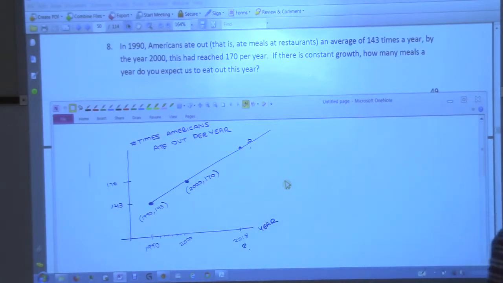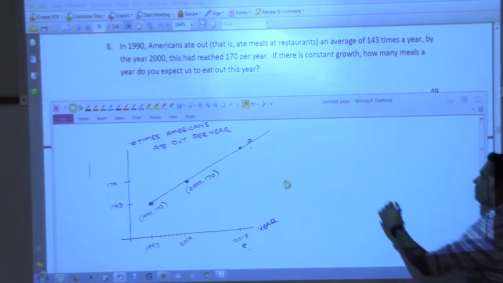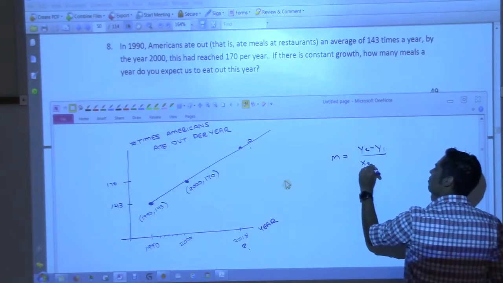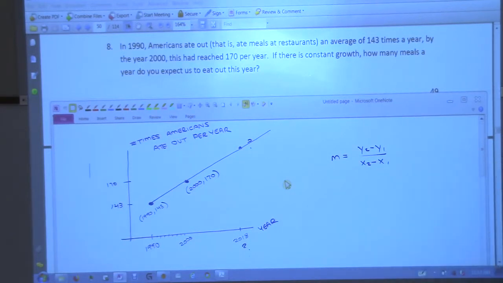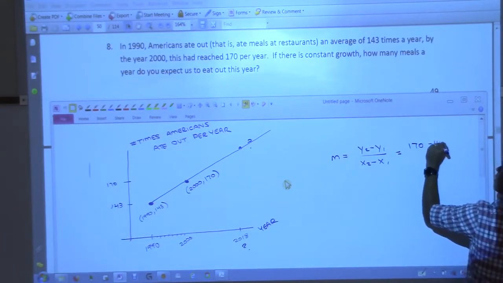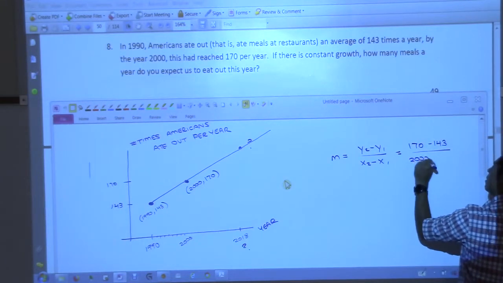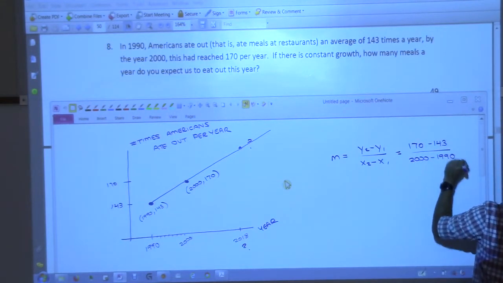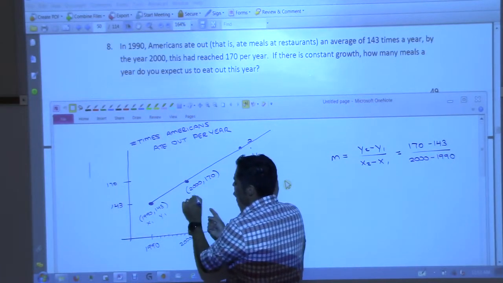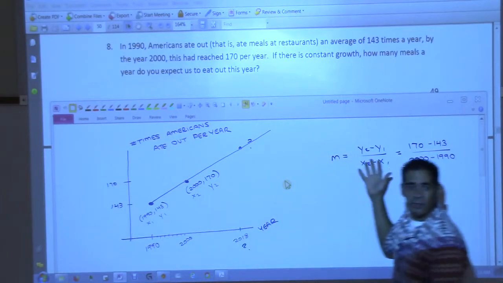So for that line, can you give me the slope of the line? And you're going to do that calculation exactly right now, aren't you? What is the slope of this line? Rise over run, right? y2 minus y1 over x2 minus x1. Does this look familiar now? So that's your 170 minus 143 over 2,000 minus 1990. So I'm looking at this as being my x1, y1. This is my x2, y2. And then I'm using this formula to get the slope.